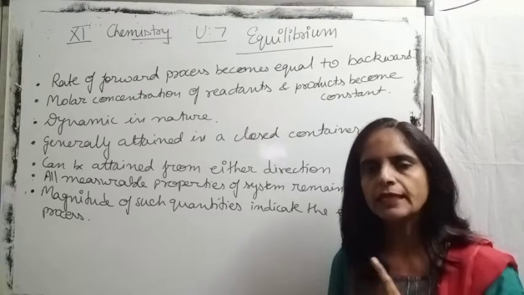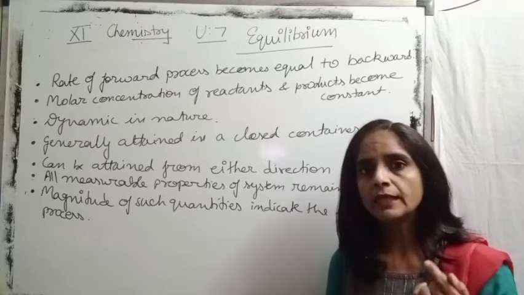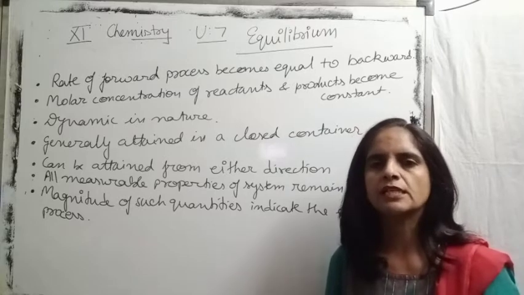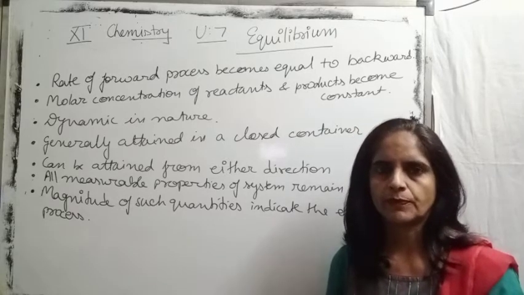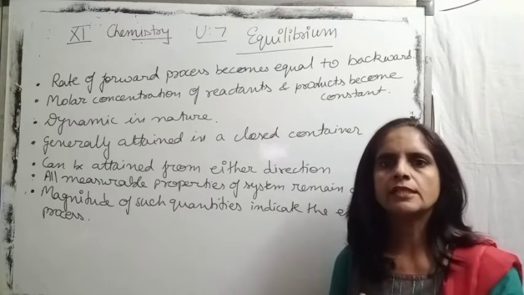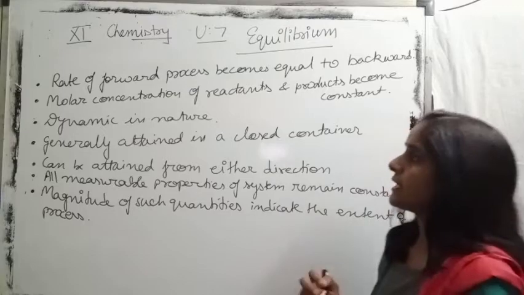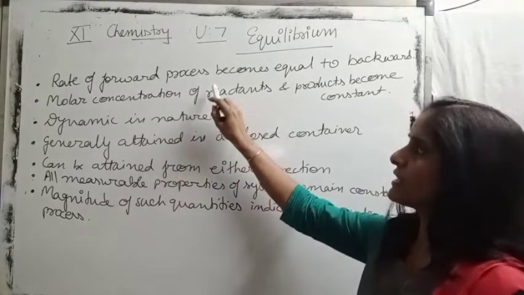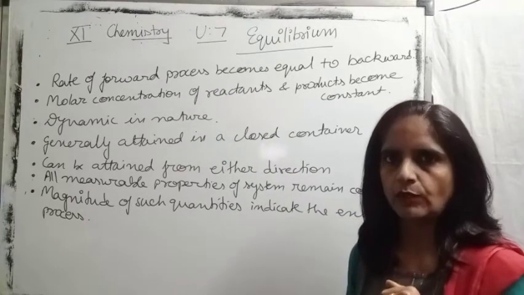But it doesn't mean that change is not taking place. Change is taking place, but as the rate of forward and backward process becomes the same, we cannot observe that change. So that stage is termed as equilibrium stage. That's why we say it is dynamic in nature. So this is the first feature, when the rate of forward and backward process becomes equal.